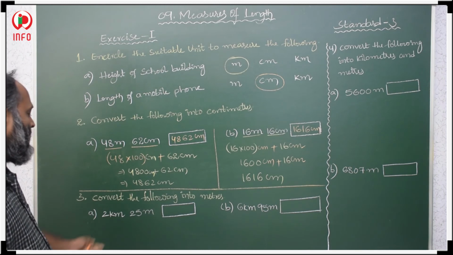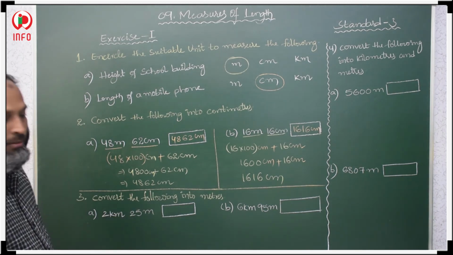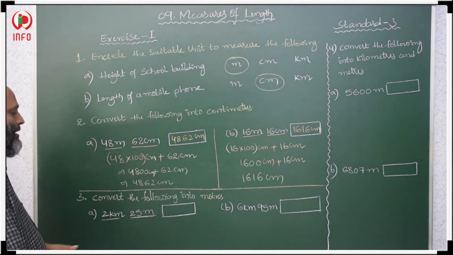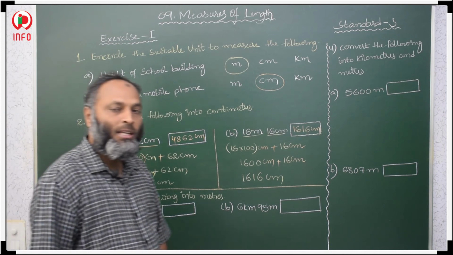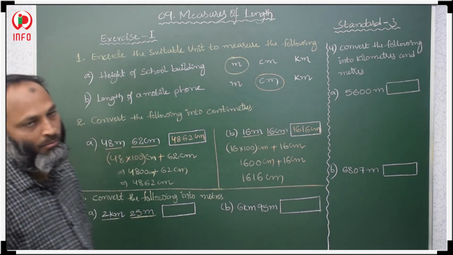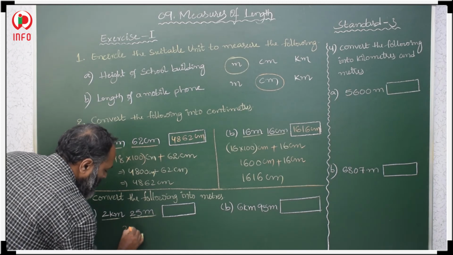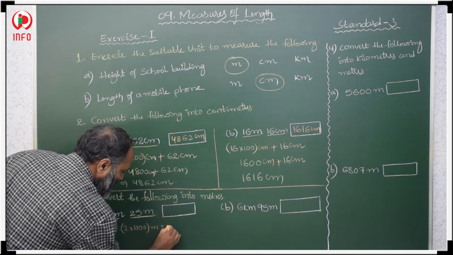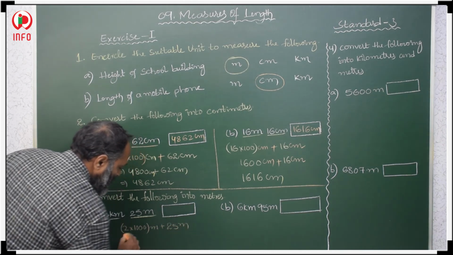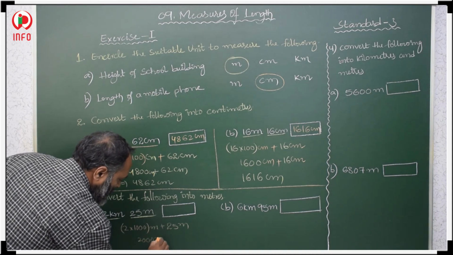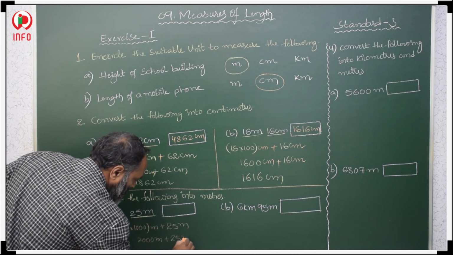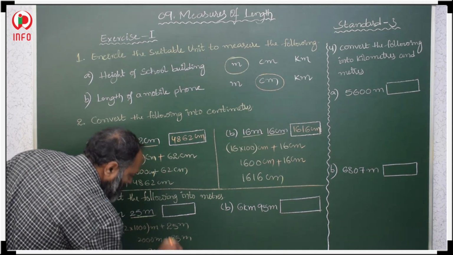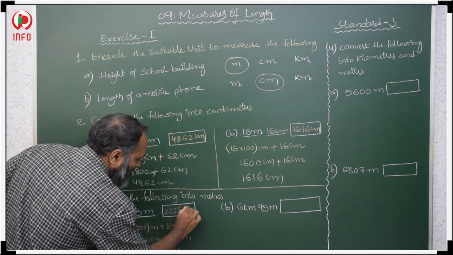Now kilometers to meters. Here the combination of 2 kilometers and 25 meters is given. Kilometers we multiply with 1000, then it is converted into meters. 2 into 1000, 2000 meters plus 25 meters. 2000 plus 25, 2025 meters.